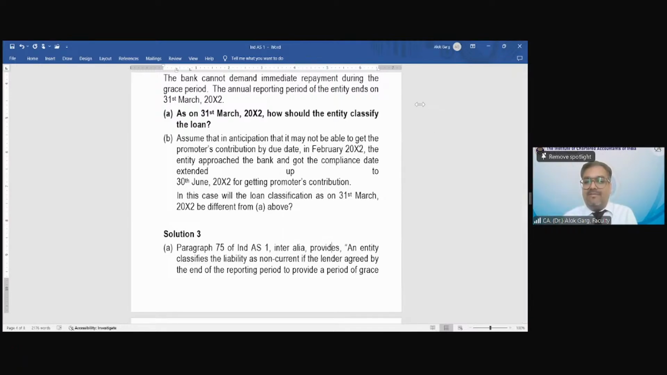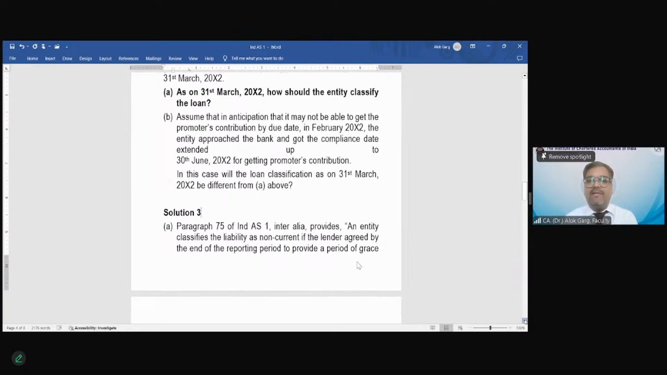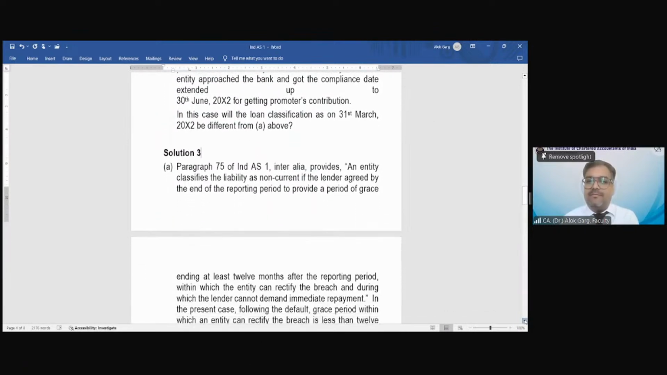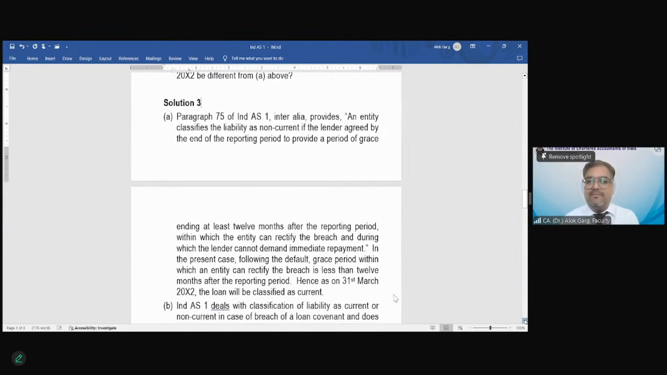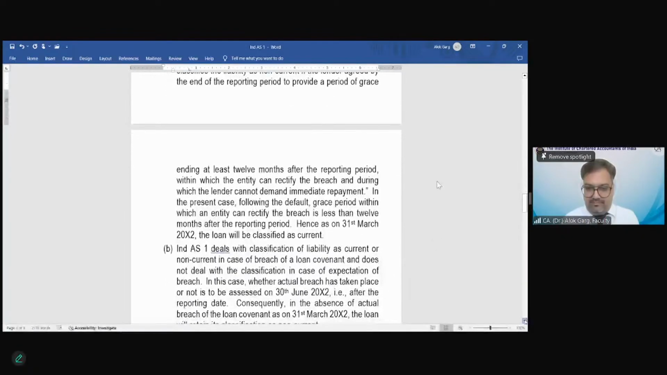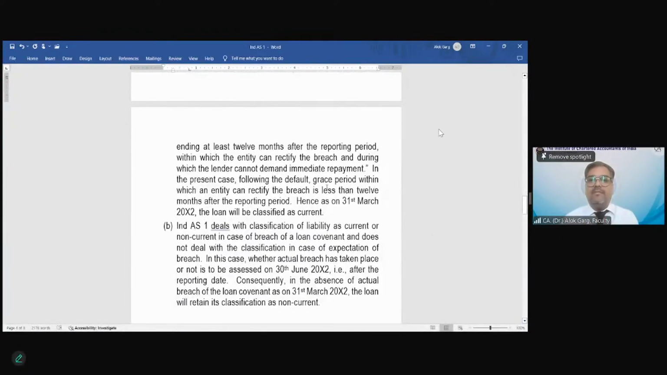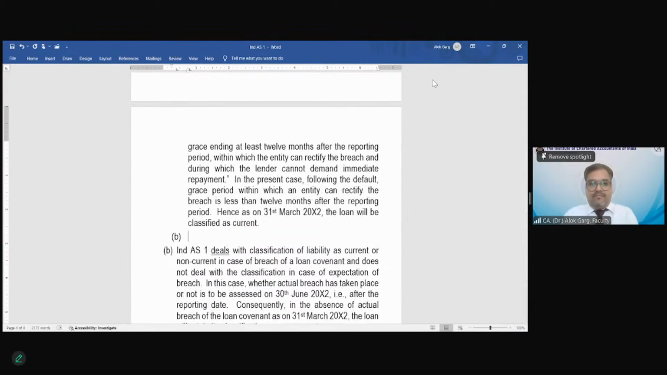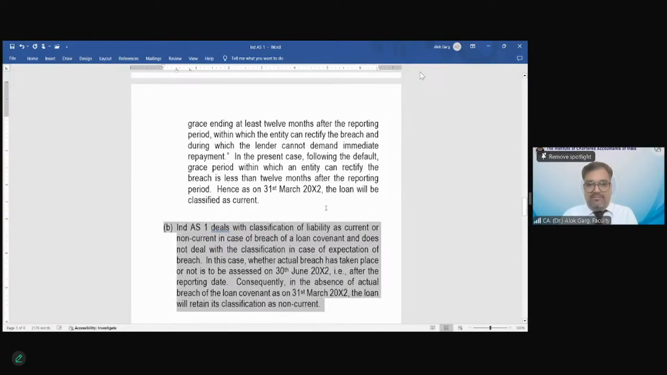Non-current, sir. Guys, what should be the answer for this? Current or non-current? And if non-current, why? Please tell me. Because before due date, we got the compliance date extended. Yes. And whether it is within 12 months or more than 12 months, it should be classified as non-current liability.